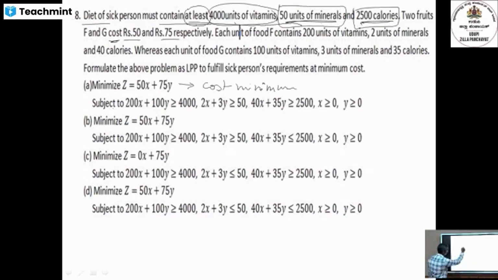So the first condition is satisfied. Now let's go for the second one. At least 50 units of minerals. So 50 is the mineral condition. So if you divide it, this is for mineral.